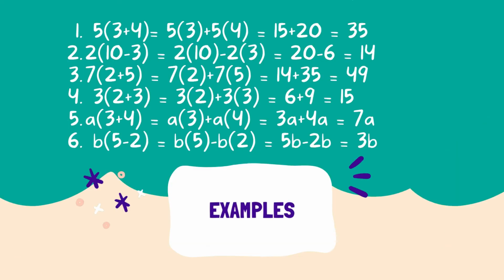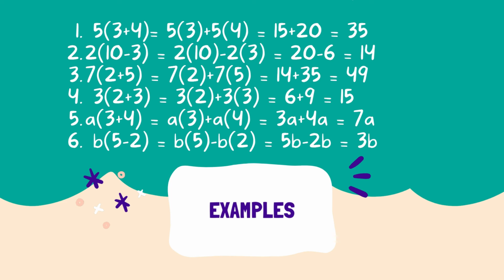Another example is 5 times 3 and then 5 times 4. 5 times 3 is 15, and then plus 5 times 4 is 20. So 15 plus 20 is equal to 35. Next, the number 2 distributed to 10 minus 3: 2 times 10 minus 2 times 3. 2 times 10 is 20, then 2 times 3 is 6. 20 minus 6 is 14.